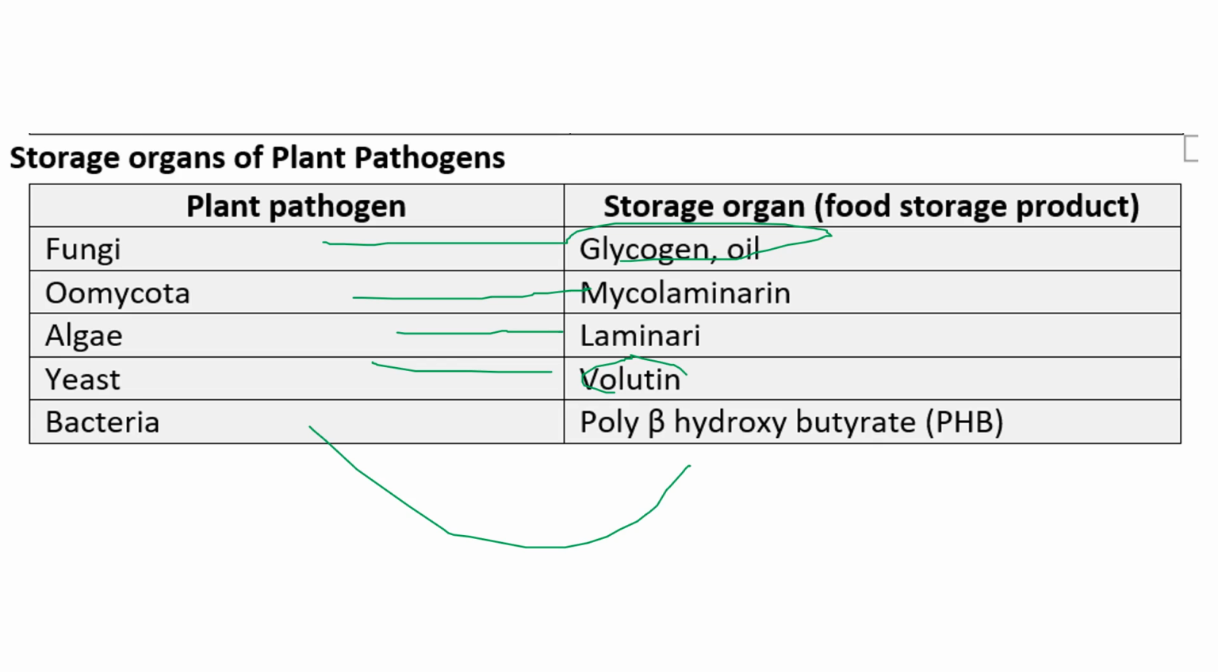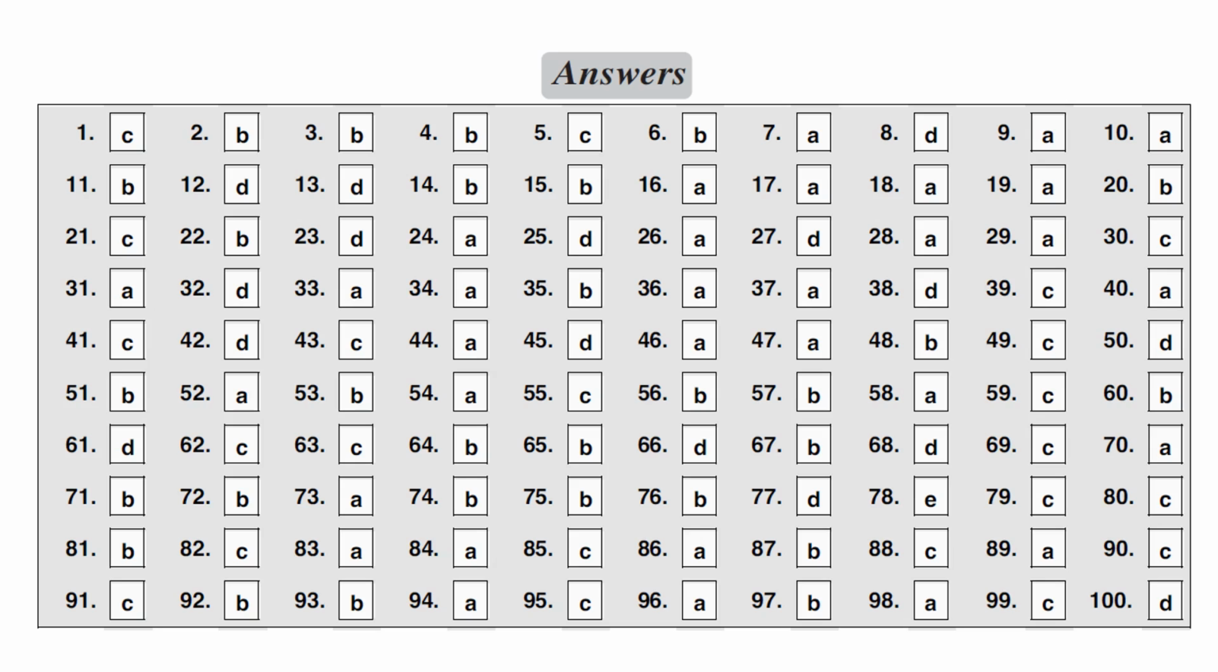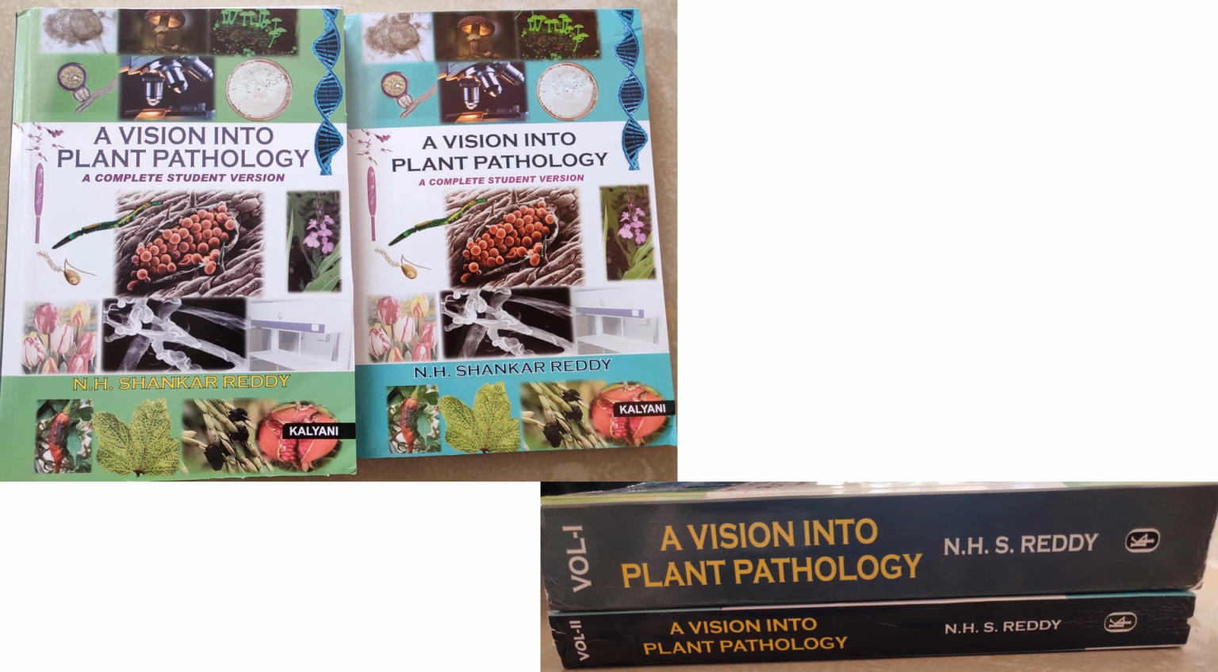So these are the various kinds of food storage materials, and the answers have been given here for your reference. There might be one or two mistakes. You just correct them yourself, and please let me know if there are any mistakes. I will make it right next time. What we discussed here is just a sample, and much more information about various aspects is mentioned in my book, A Vision into Plant Pathology, a student version.